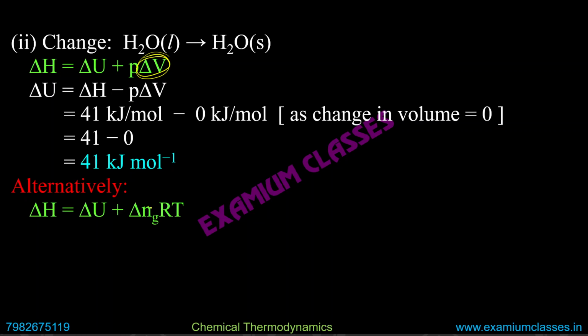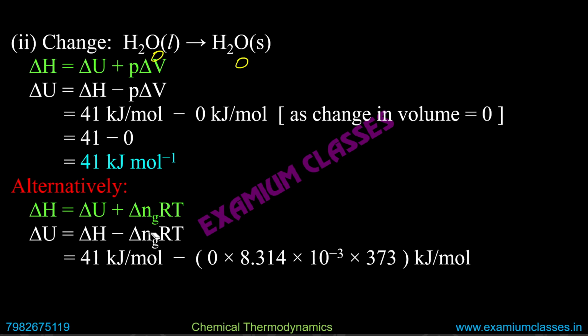You can also apply the formula delta H equals delta U plus delta NgRT. In this case, delta Ng will be 0. Why? Because the final gaseous product is 0 and the initial gaseous reactant is 0. We have only liquid and solid, so gaseous moles are 0. So delta Ng is 0 minus 0, that is 0. So delta H will be equal to delta U, and delta U will again be 41 kilojoules per mole.